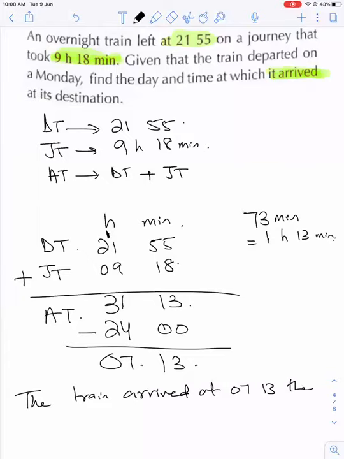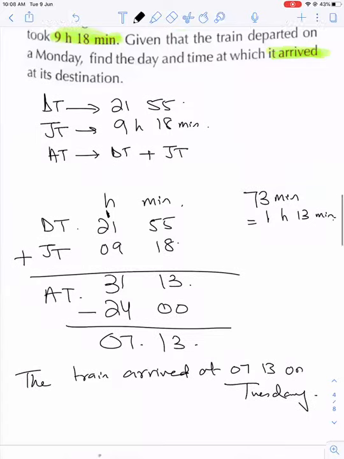The next day will be a Monday, because the departure was on Monday, so the next day will be Tuesday. The train arrived at 7:13 on Tuesday. This will be the answer. Okay, we move on to the next question.